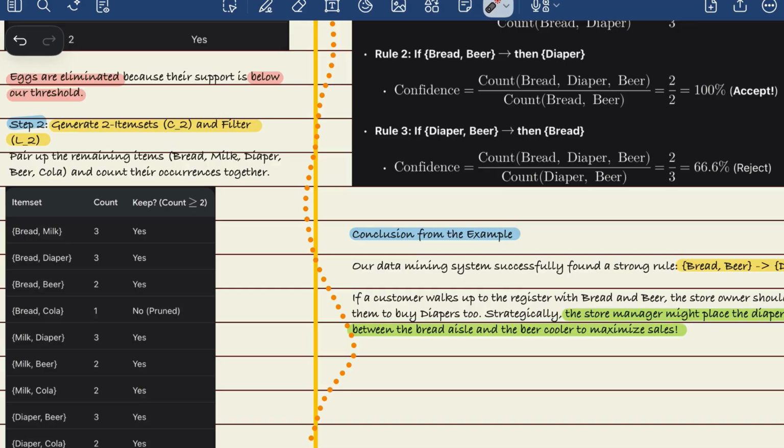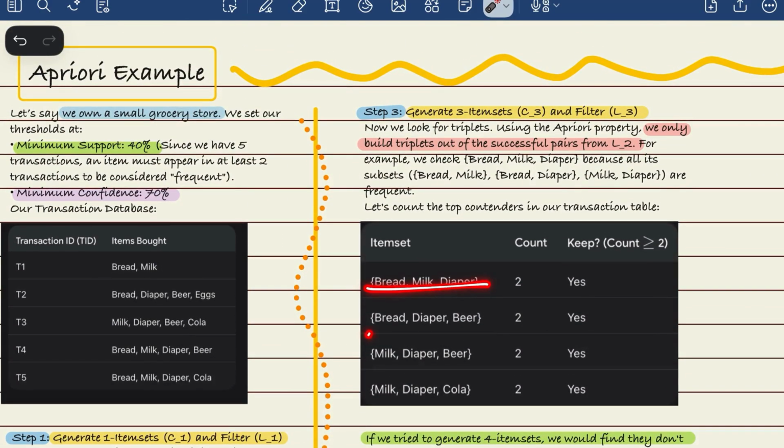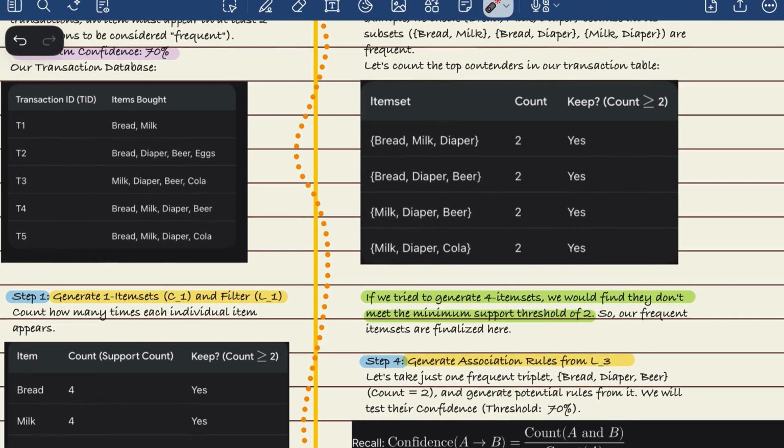Now similarly, we'll create 3-item sets. So we'll create the triples. We are left with bread, milk, diaper, beer and cola. So now: bread, milk, diaper; bread, diaper, beer; milk, diaper, beer; and milk, diaper, cola. We'll create all the unique triples. Now all of these have a support of 2. If you check in this data set, you will see that bread, milk, diaper occurs together 2 times. Similarly for all of these. So we keep all of them.